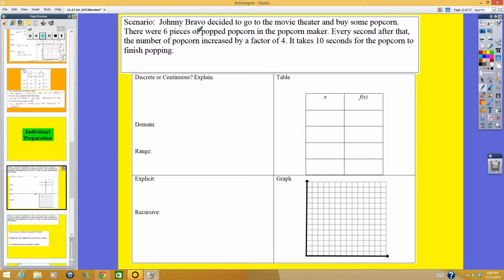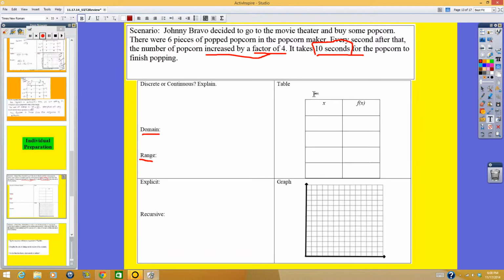So once again, Johnny Bravo decided to go to the movie theater and buy some popcorn. There were 6 pieces of popped popcorn in the popcorn maker. Every second after that, the number of popcorn increased by a factor of 4. That's all important. It takes 10 seconds for the popcorn to finish popping. So it seems like this is going to be important for our domain and range. It's not like this popcorn keeps popping for the rest of the time, okay?